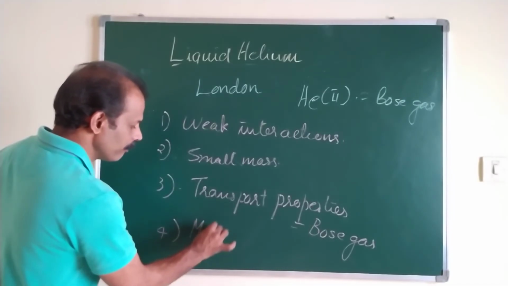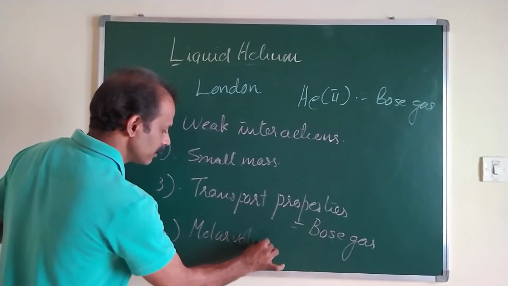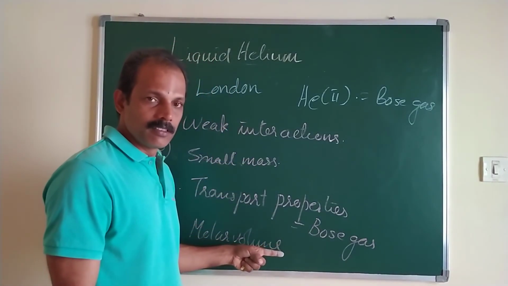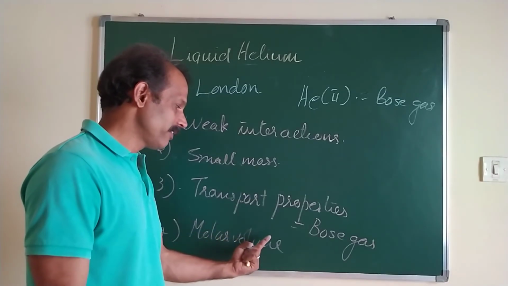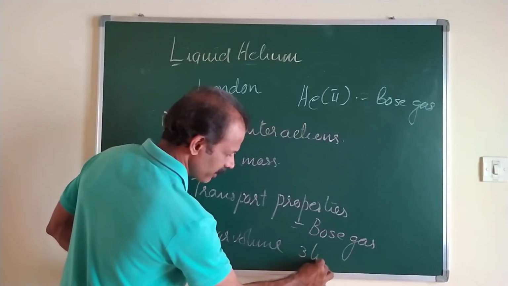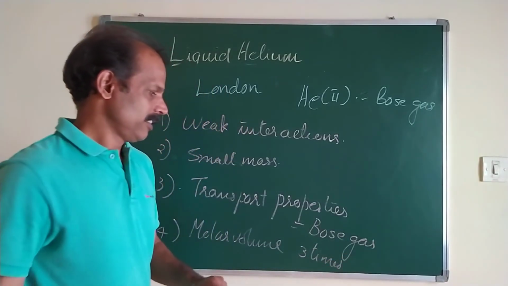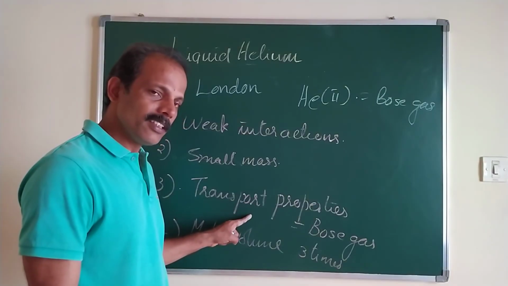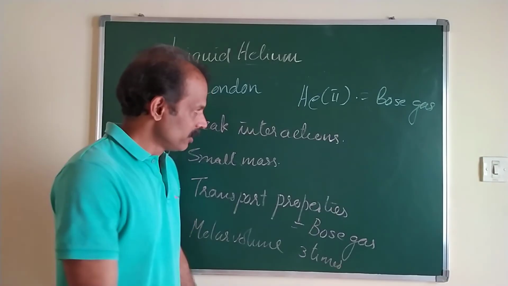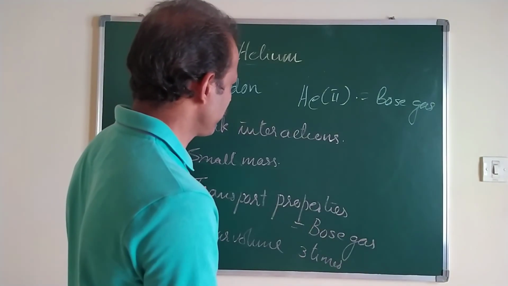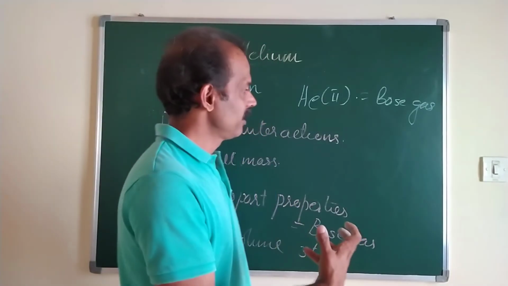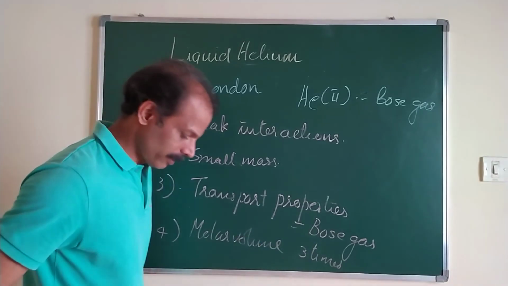Then the molar volume is very high at this very low temperature. The molar volume is very high, 3 times higher than that calculated. So as the volume increases, interaction again decreases, so it can move on its own. So these are the reasons why helium shows strange behavior at a very low temperature.